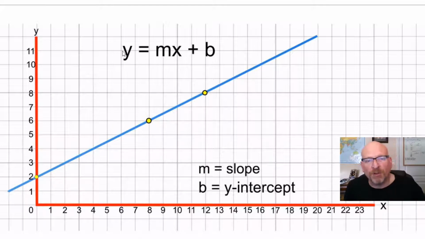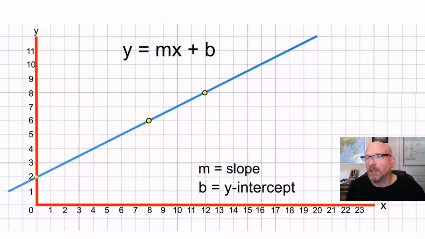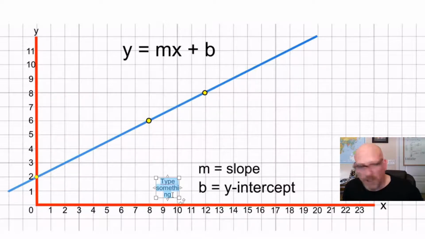Now from a formula point of view, when x is equal to 0, 0 times m is 0, so y is equal to b. If x is equal to 0, we see here that y is equal to 2, so b must be 2. To remember that, I'm just going to quickly type in 2 right here.